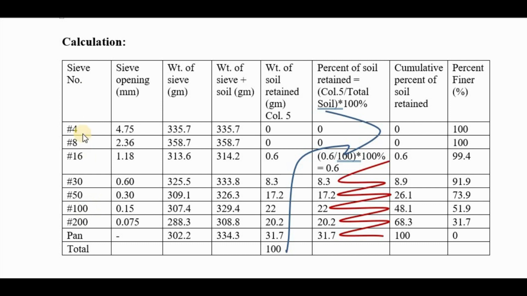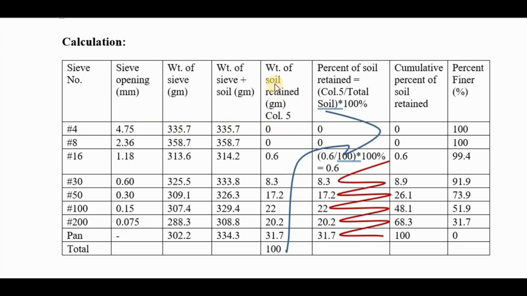You can see the number or name of the sieve, and this is the opening or the diameter of the opening of each sieve. That means in number 4 sieve, the opening is 4.75 millimeter, and you can see the weight of these sieves which was previously taken in the video. This is after shaking the weight of sieve plus soil. This is the weight of soil retained, and we are assigning it as column 5, as this is 1 2 3 4 5.